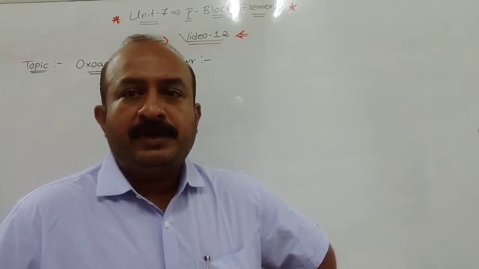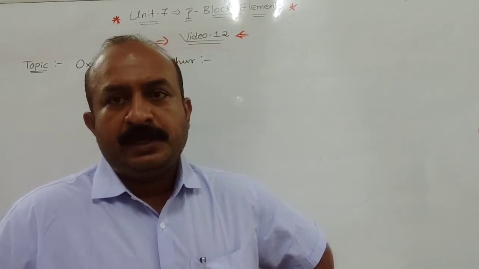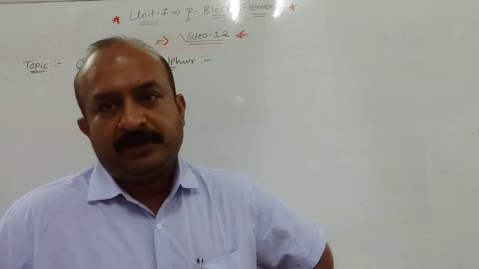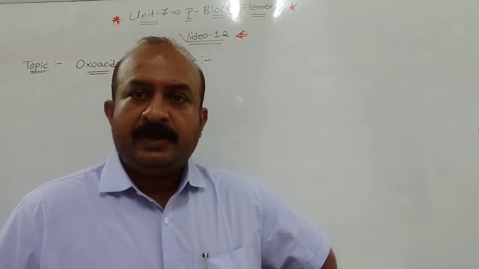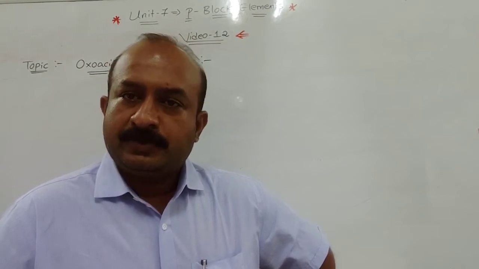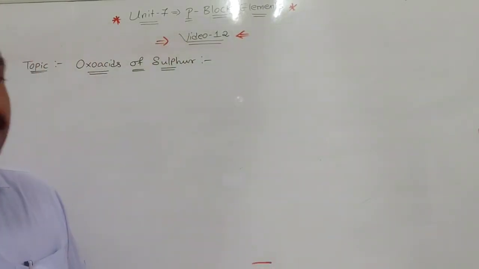Now, there are many oxoacids of sulfur which are formed. In your book many formulas are given, but we will write the names, formulas, and structures of only 4 oxoacids given in your textbook to learn. So we will first see the names and formulas of the oxoacids.